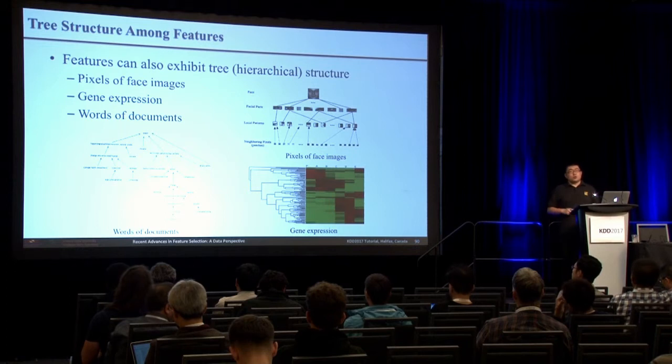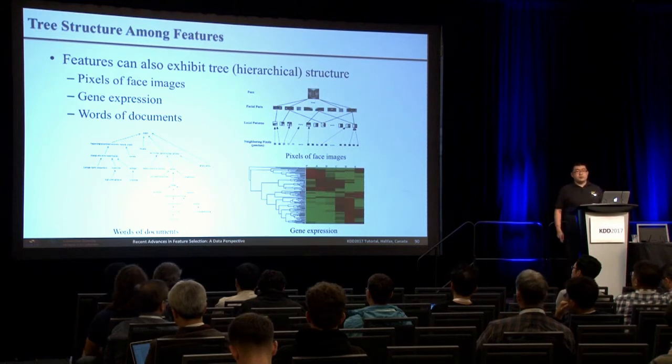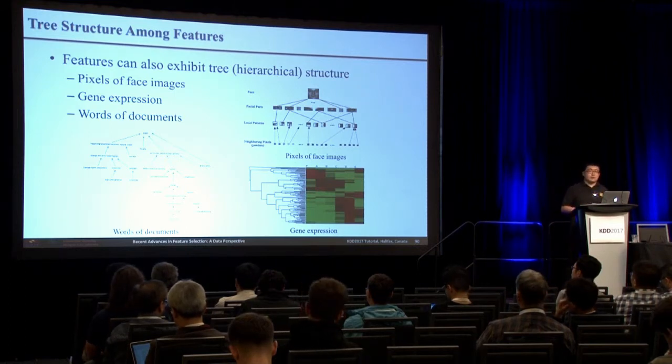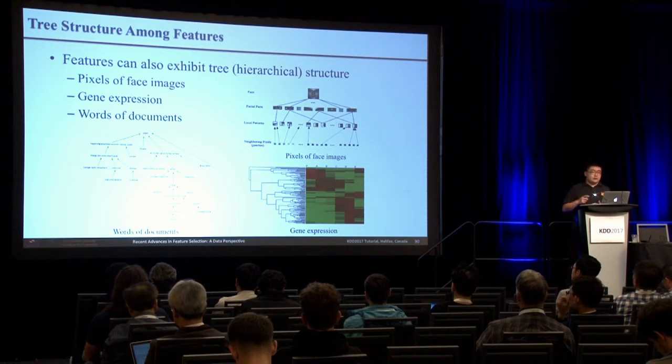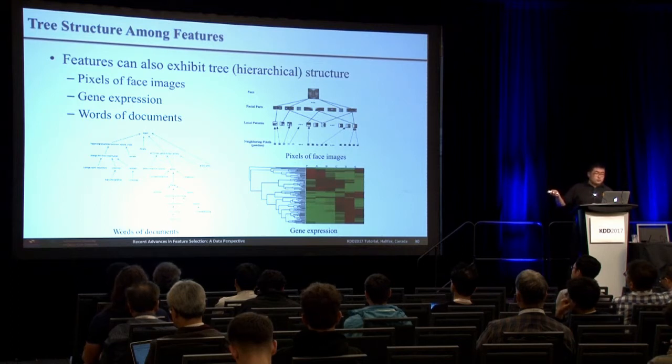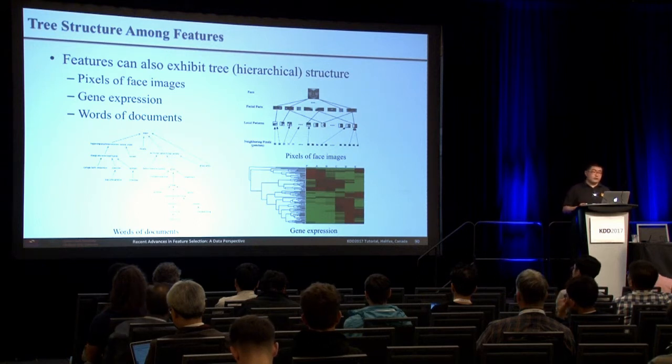In addition to the group structure, different features can also be organized hierarchically, forming a tree structure. A motivating example is that in face recognition, different pixels of the face image can be organized in a tree structure. In this example, the root node of the tree is the whole face image, and its child nodes can be different facial parts of the face.